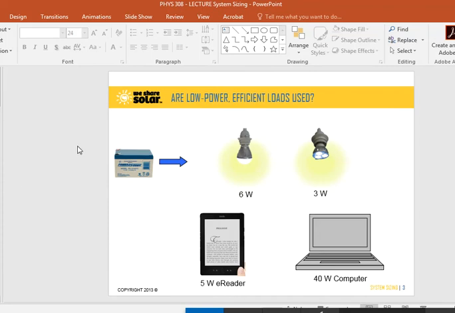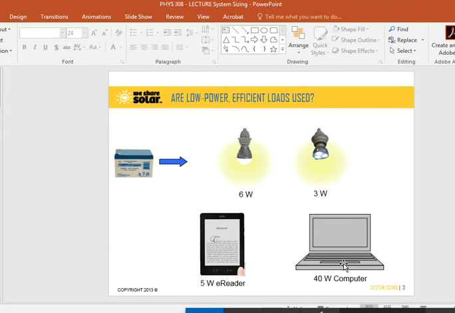Okay, so we've got a car battery here, and we're thinking about different types of loads, right? So a 6-watt LED, 3-watt LED, maybe 5 watts to charge up an e-reader, or maybe even your phone, and then more if you wanted to actually charge a laptop computer, which generally requires 40 watts.